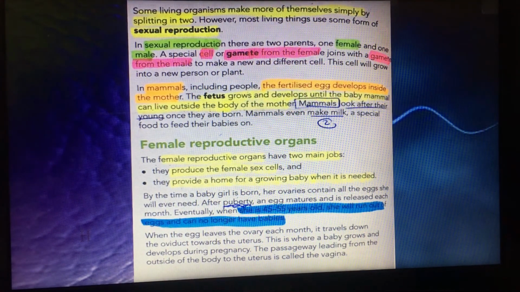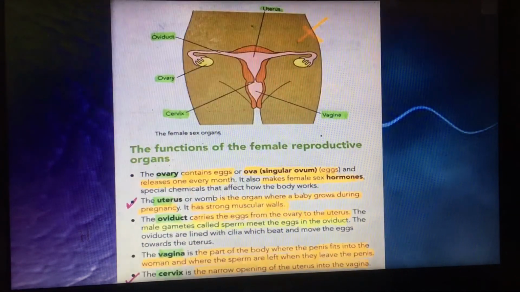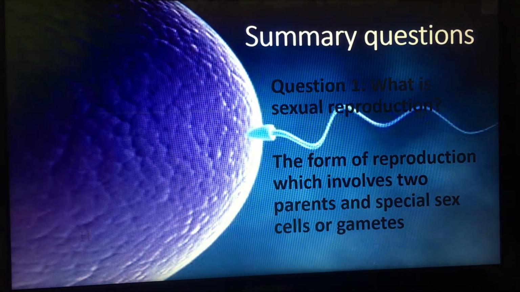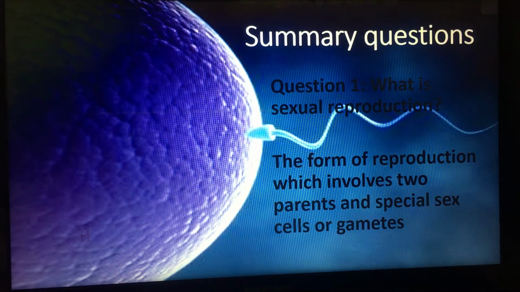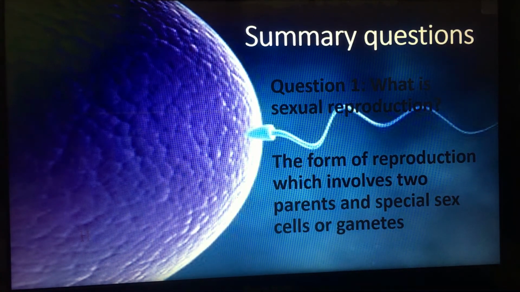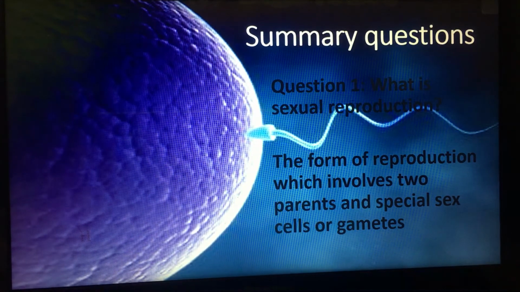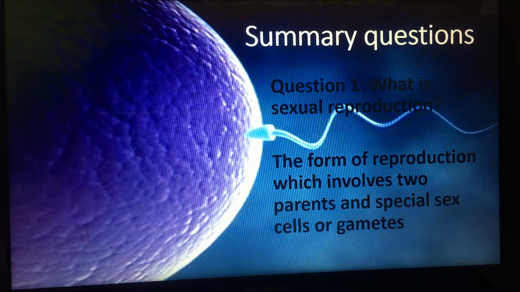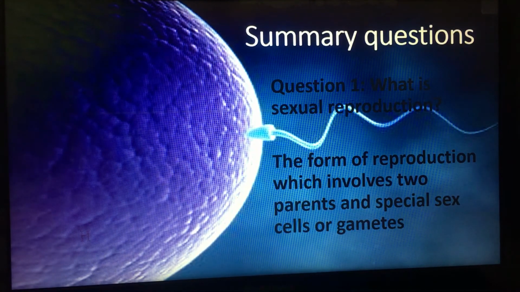So those are the main things that you have to know from this lesson. Please memorize them. Let's answer the summary questions. Question number 1: what is sexual reproduction? As we said, it is the form of reproduction which involves two parents, male and female, and special sex cells or gametes, the male gamete and the female gamete, so we call it sexual reproduction.